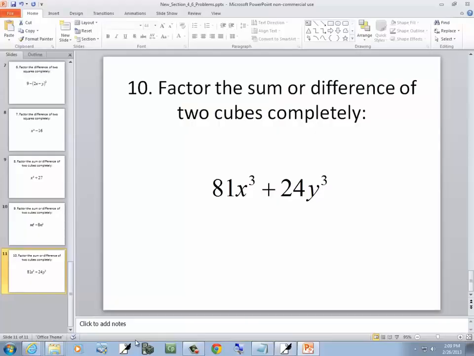And that was the last problem. So let me go ahead and save this.